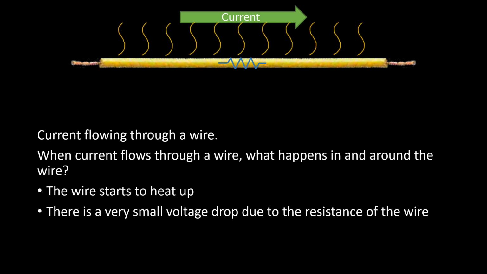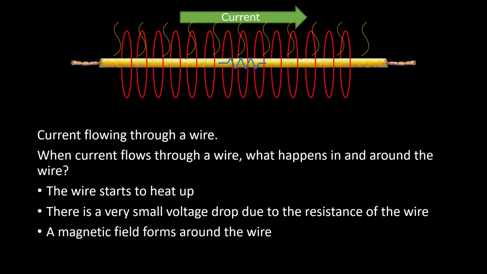There's going to be a small voltage drop due to the resistance of the wire, and it's going to be very small, but it's going to depend on the length of the wire also. The longer the wire, the more resistance, but again, it's very small. And then there'll be a magnetic field that forms around the wire. So anytime current passes through a wire, I get some heat, I have a very small voltage drop, and I get a magnetic field around that wire.